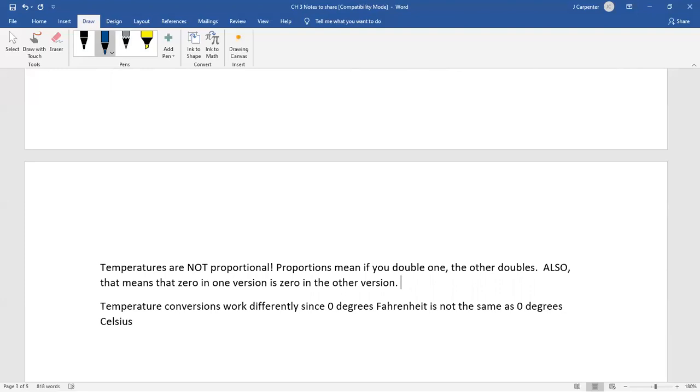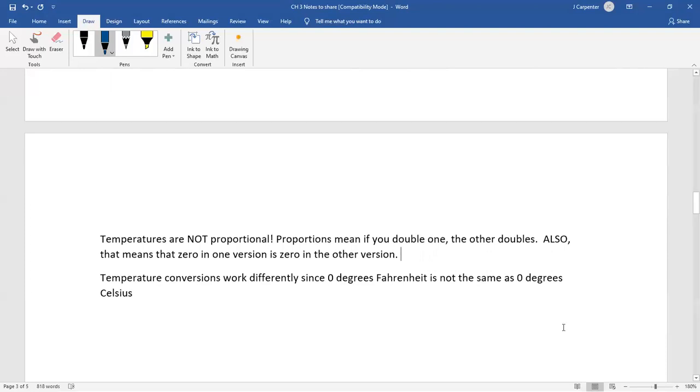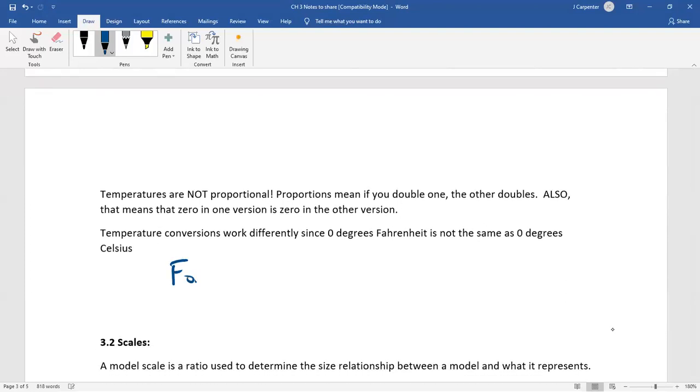Well, 0 Celsius is 32 Fahrenheit. It's not possible for 0 Celsius to also be 64 Fahrenheit. So temperature doesn't follow this rule because they're not zeroed out, and also because doubling one doesn't double the other necessarily. It's like a 9/5 or 5/9 depending on which way you have it set up. So there's a formula instead, and you do not have to memorize the formula.